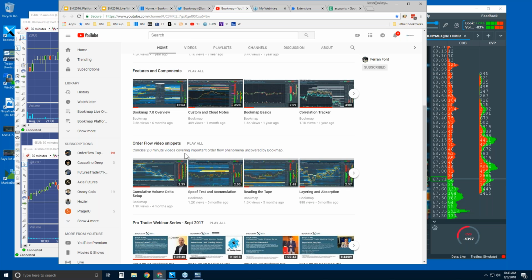They go through the concepts at the heart of what Bookmap is visualizing for you and how to use it. Okay, order flow phenomena that Bookmap uncovers. Right, I think you'll find these pretty helpful.